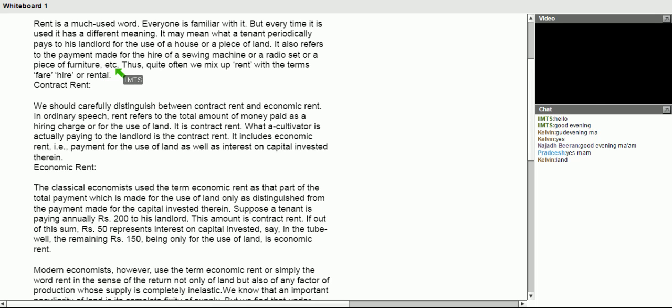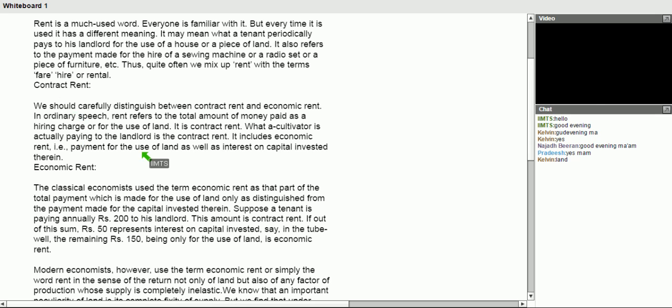It may also refer to the payment made for the hire of a sewing machine or a radio set or a piece of furniture. When we hire another's property, another's belonging, we pay the rent for the same, isn't it? Similarly, when we hire a piece of land, we also pay the rent. We hire a building for setting up our office, we are paying the rent. Now this rent has been further subdivided into contract rent and economic rent.